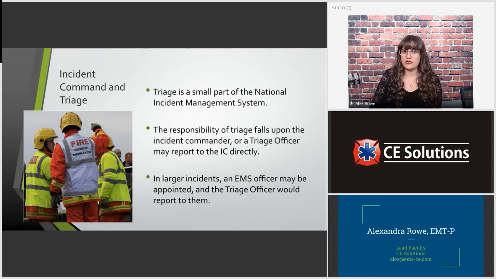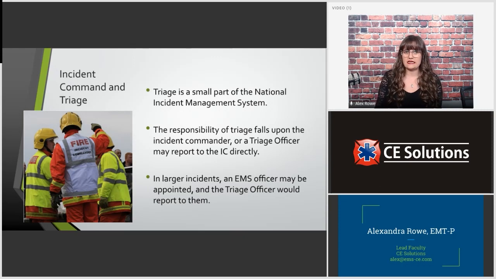The cool thing about NIMS too is you can actually go on the FEMA website and take those classes for free. I do recommend that you do those classes live in like a group setting. They're a lot more fun, but you can get those free resources and training on the FEMA website, which FEMA is the Federal Emergency Management Agency.